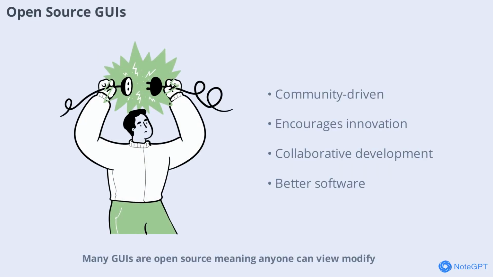Many GUIs are open source, meaning anyone can view, modify, or contribute to their development. Open source GUIs encourage innovation and collaboration, leading to better software for everyone. Popular examples include Linux desktop environments and community-driven projects.